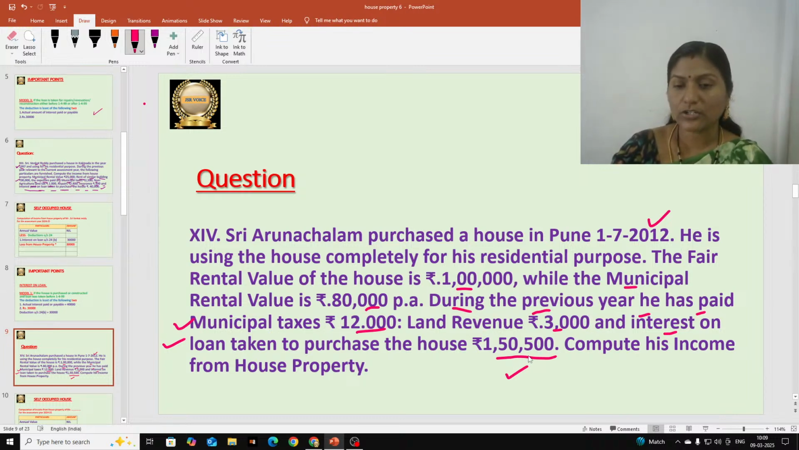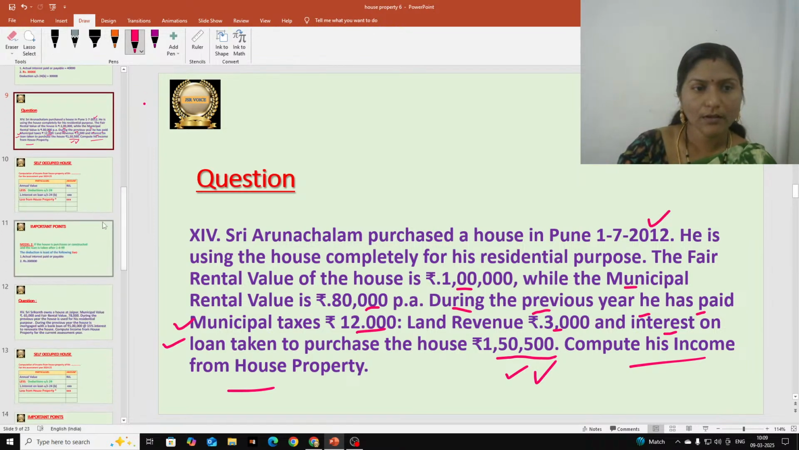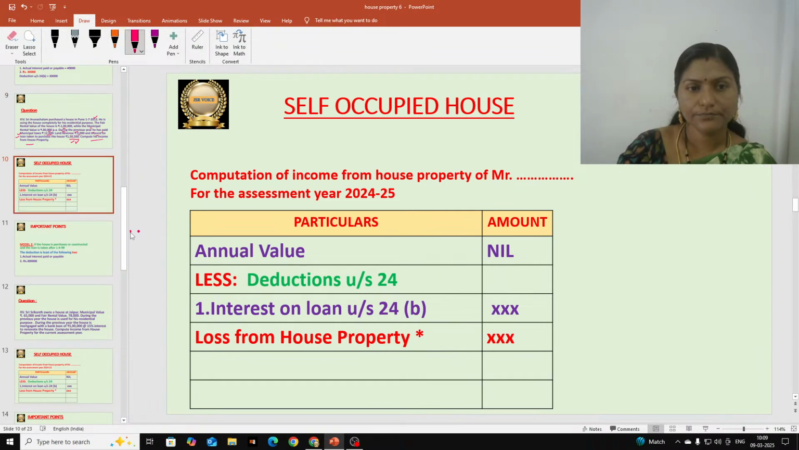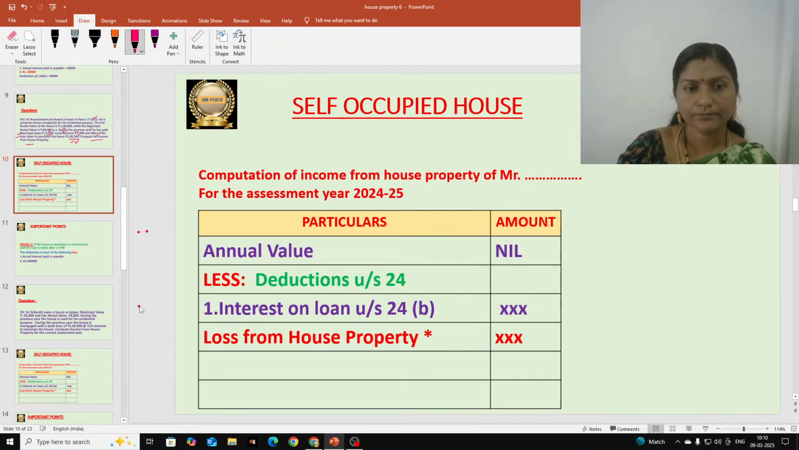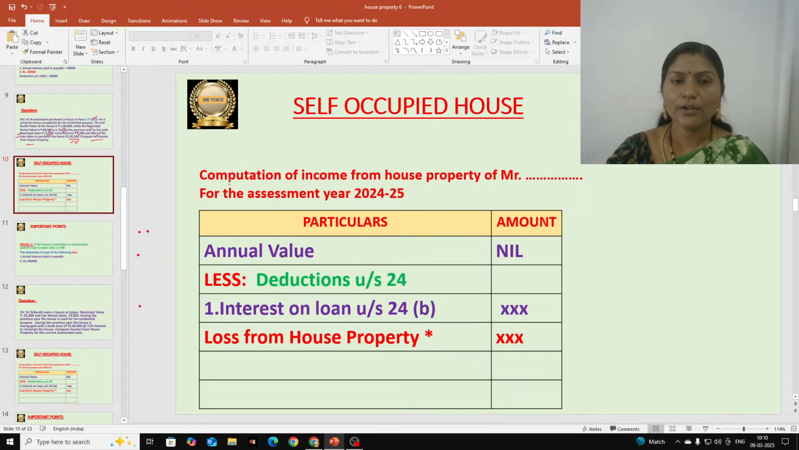And how much loan he is taking, how much interest he is paying? 1,50,500. So we are going to consider this point. We should calculate income from house property. Let us go and solve it. So this is a format for self-occupied house. Okay, and what we are going to do? We are going to write all the values, but before that we are going to give the heading.